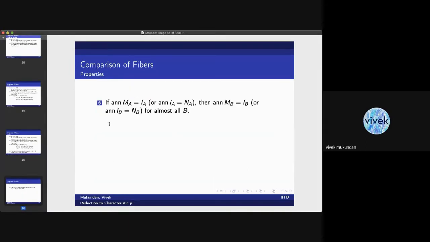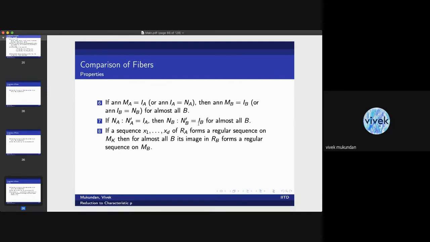Okay. So if the annihilator of MA is equal to IA, or the annihilator of IA is NA, then the annihilator of MB is IB, or the annihilator of IB is NB for all B. So in particular, all these statements are true for almost all fibers. And if NA colon NA prime is IA, then NB colon NB prime is IB for almost all B, in particular true for all. And NK colon NK prime is IK for almost all fibers.